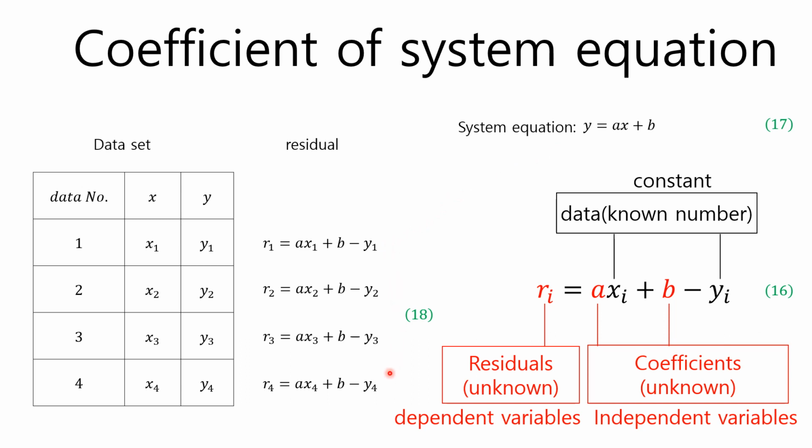What we want to find are the variables a and b, so these two coefficients a and b are unknowns, and other numbers such as x1, 2, 3, 4, and y1, 2, 3, 4 are all known values, so they are constants. If this relationship is explained using equation 16 obtained earlier, residual Ri is the dependent variable, a and b are the coefficients of the system equation and are unknowns, so they are variables, and xi and yi are constants because they are already known data values.